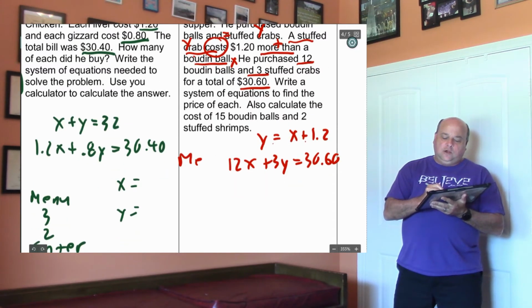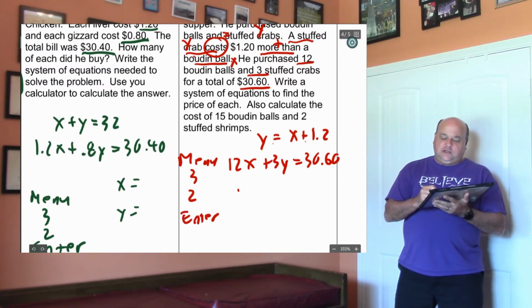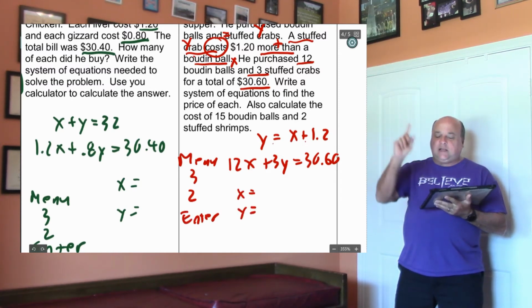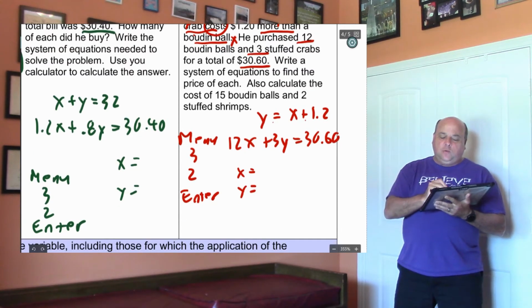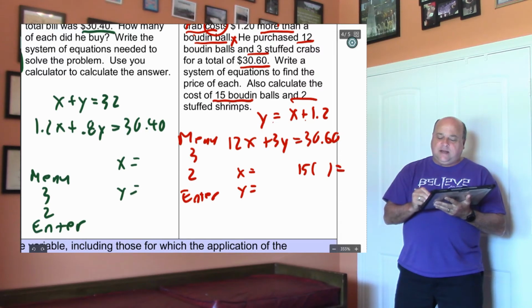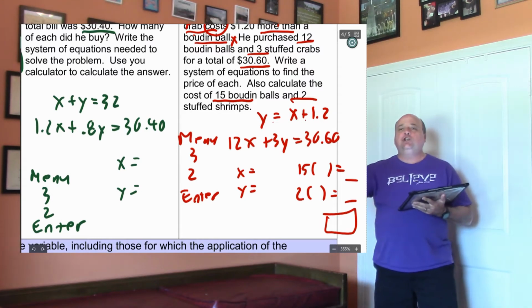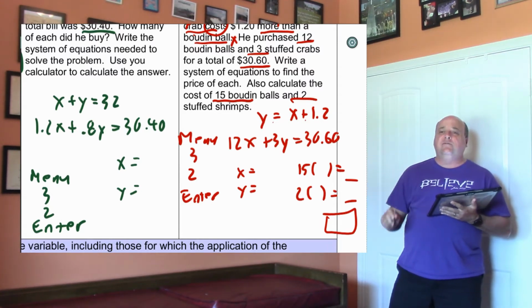Same thing. You will do menu 3, 2, enter, and then you get your X equal, Y equal. That's the cost of one of them. And then you want to find this amount. So you'll do 15 times something, get that answer, 2 times something, get that answer, and then add them up and get the total amount, right? Make sure you answer what they're asking for, okay?